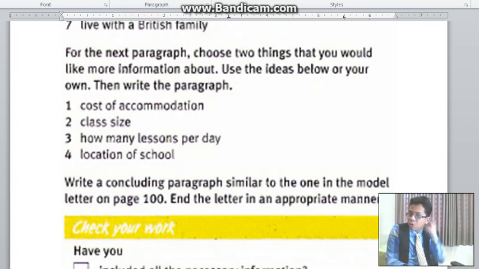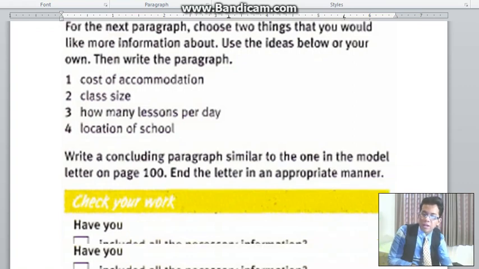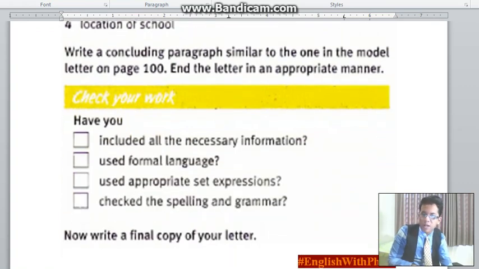So you can have some questions like that, or you can invent your own question, but please make it appropriate because this is your future. Write it seriously, okay? After a couple of questions that you want to ask, please write it in a formal way, which means you've got to write indirect questions, okay? Indirect questions. After that, write a concluding paragraph similar to the one in the model on page number 100.